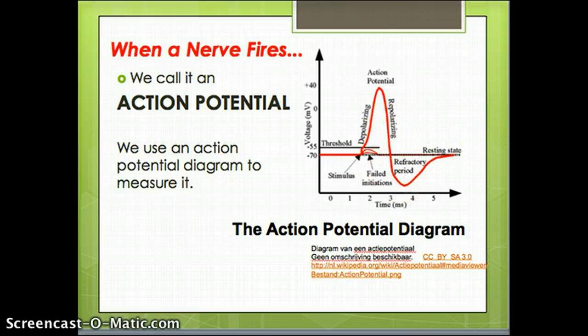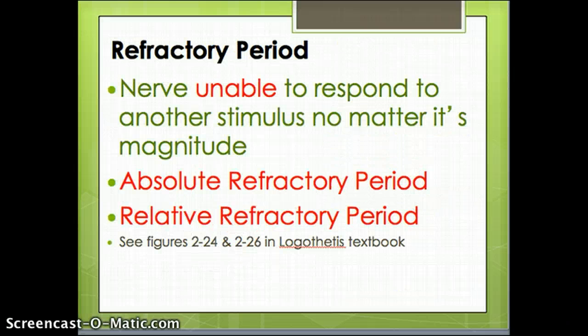Before it gets to the normal resting state, the nerve membrane undergoes a period that we call the refractory period, diagrammed here. During this refractory period, the nerve is unable to respond to any other stimulus, no matter how big that stimulus is. There are two parts of a refractory period. One is an absolute refractory period, during which the magnitude of stimuli will not result in any stimulation whatsoever, and a relative refractory period in which a huge stimulus will result in an action potential.